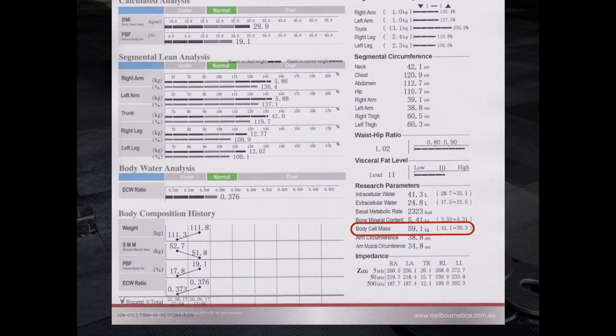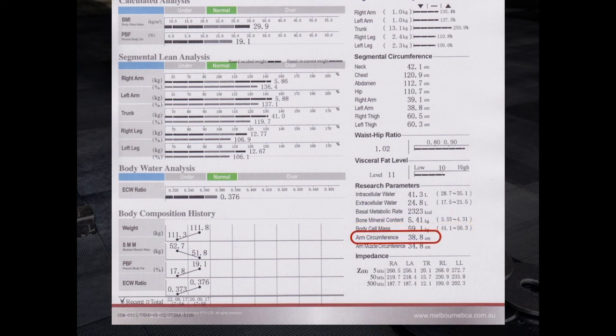The body cell mass measures the cells that have nitrogen and water. The more nitrogen and water inside the cell generally is a reflection on the health of that cell. So we want the body cell mass to be nice and high. And again, it's positive to have your body cell mass result higher than that normal range that is provided next to your result. An increase in muscle mass and good nutrition is the best way to continue to increase that body cell mass result.